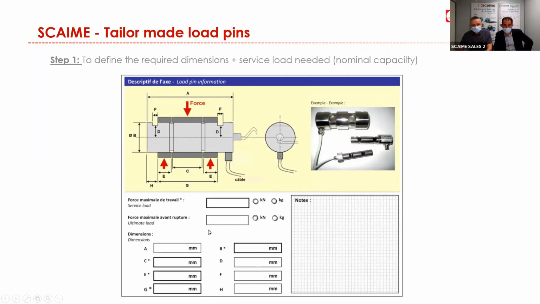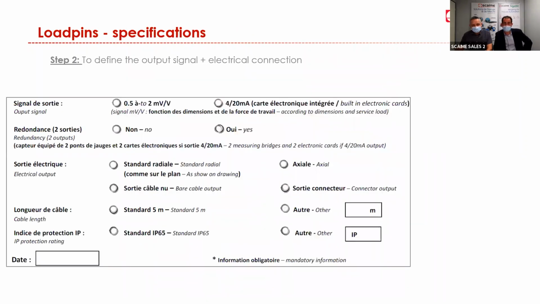You can also define, as you can see, the service load, the maximum load to be measured, either in Newton or in kilogram, but also define the ultimate load. So if you have any risk in your system to have important overloads, then you can define a specific value through this form. The second step will be to define the output signal which is needed.